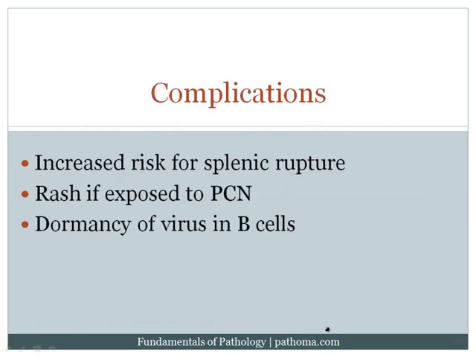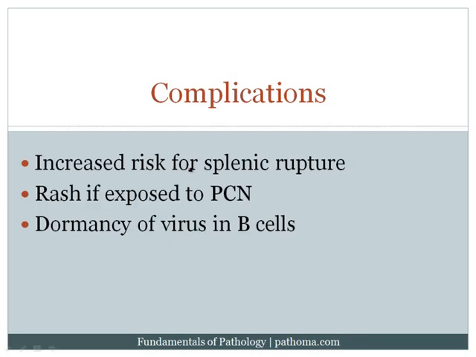Complications of infectious mononucleosis include an increased risk for splenic rupture. This is very high yield. Patients who get infectious mononucleosis get splenomegaly, and because there is splenomegaly, the capsule of the spleen can easily rupture. Classically, we would advise patients who have infectious mononucleosis to avoid all contact sports for the next year. And of course, examiners like to go after that principle.